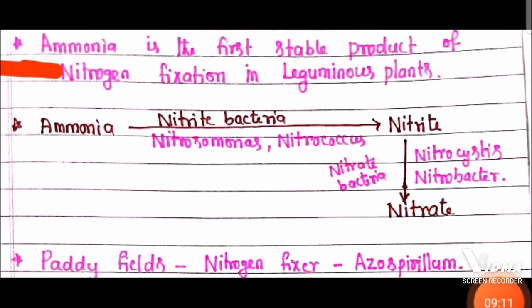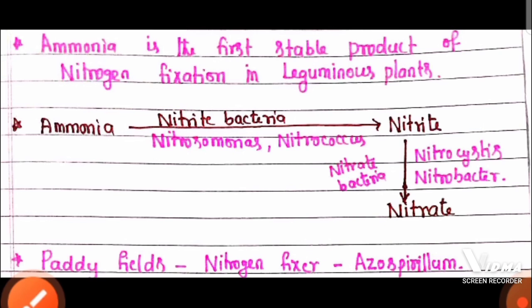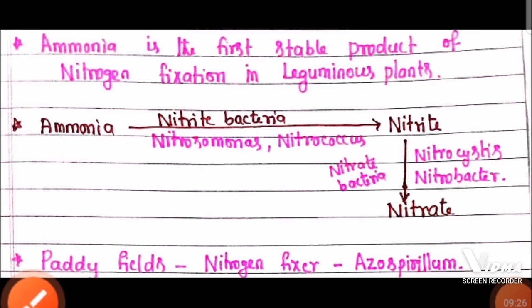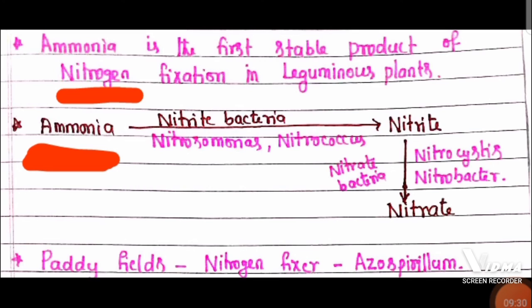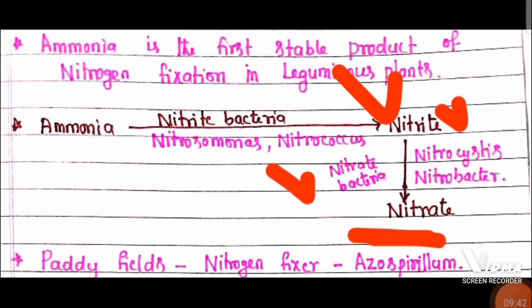Then ammonia: ammonia is the first stable product of nitrogen fixation in leguminous plants. Remember, ammonia is the first stable product formed during nitrogen fixation in the leguminous plant. So here, the nitrogen fixed to ammonia converts to nitrite first by nitrite bacteria like Nitrosomonas and Nitrococcus, and that nitrite finally converts to nitrate by nitrate bacteria called Nitrocystis and Nitrobacter.